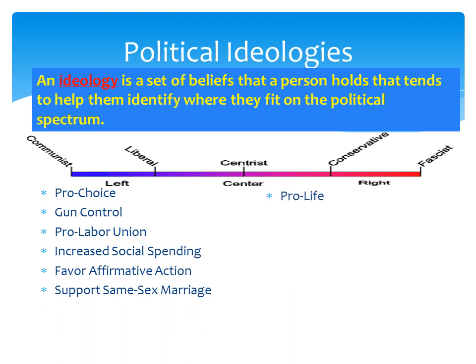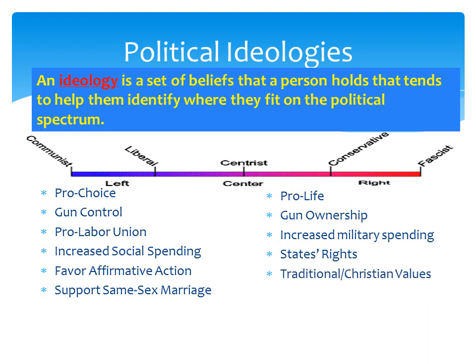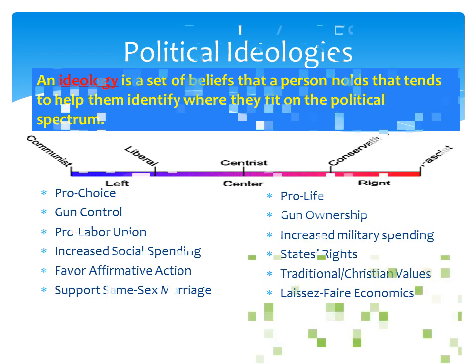On the conservative side, conservatives tend to be more pro-life. They tend to favor gun ownership and increased military spending. They tend to stand up more for states' rights and less federal government, they tend to believe more in traditional Christian values, and they tend to favor more laissez-faire capitalistic economic policies.